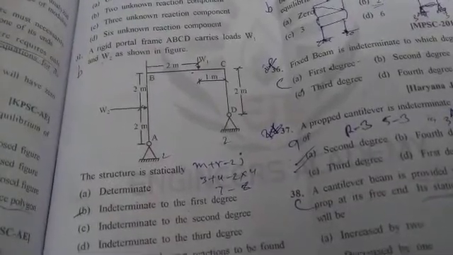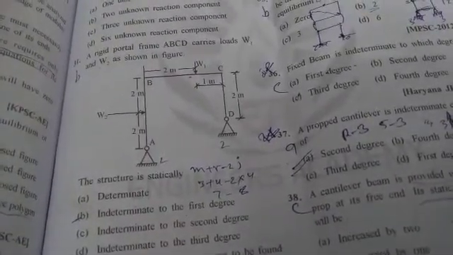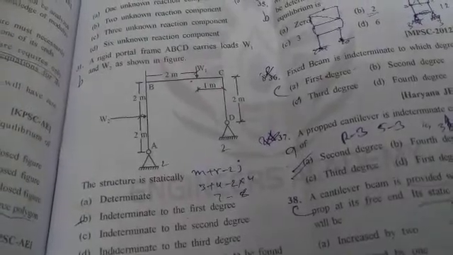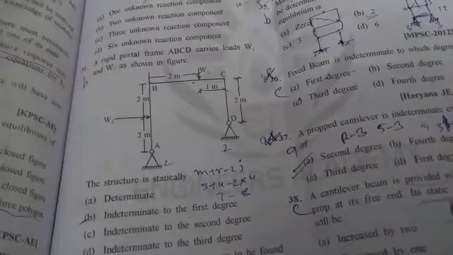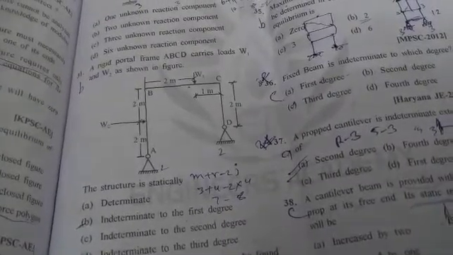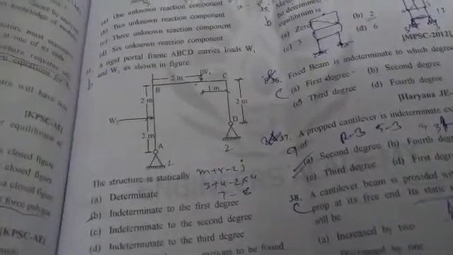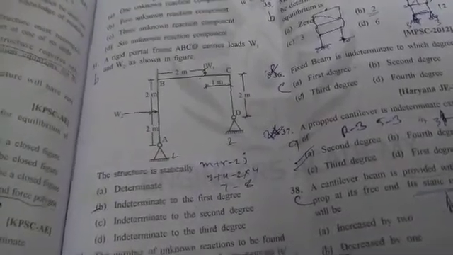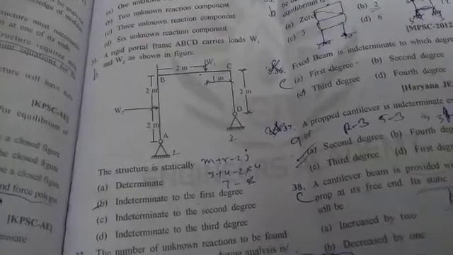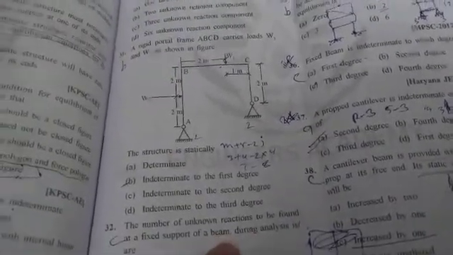See, M plus R minus 2J. So how many members are there? 1, 2 and 3 members are there. Okay. Reactions, how many reactions? 2 at one end, 2 at the other end, so 4 reactions are there. Minus 2 into J, J is the joints. 1, 2, 3 and 4 joints are there. So 7 minus 8 means 1 degree indeterminate, first degree.